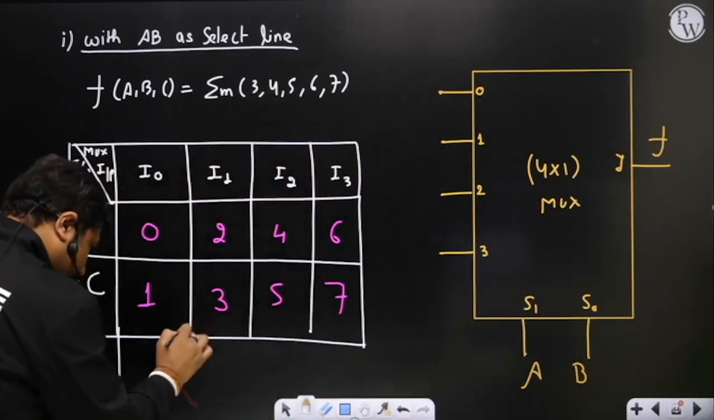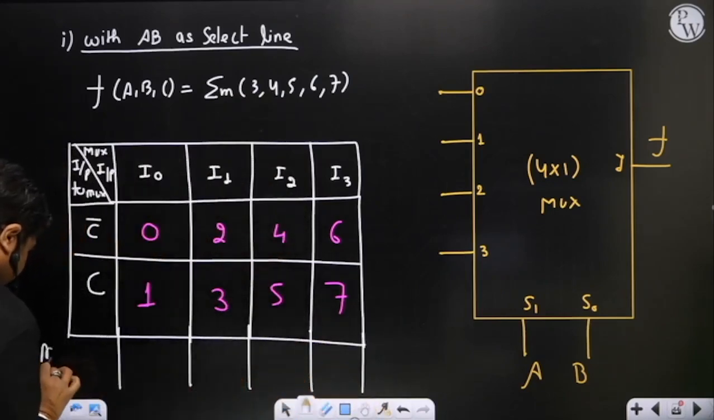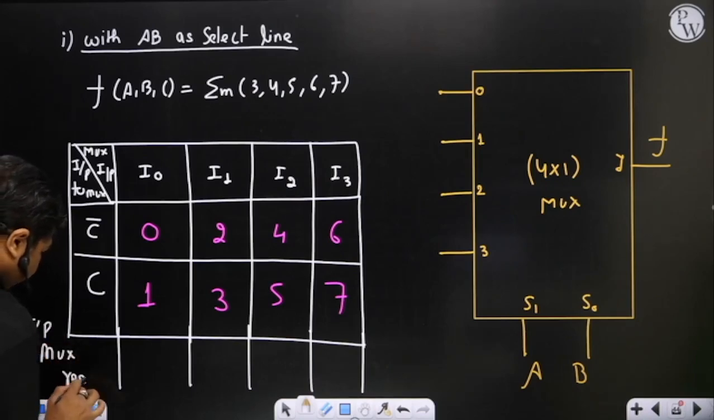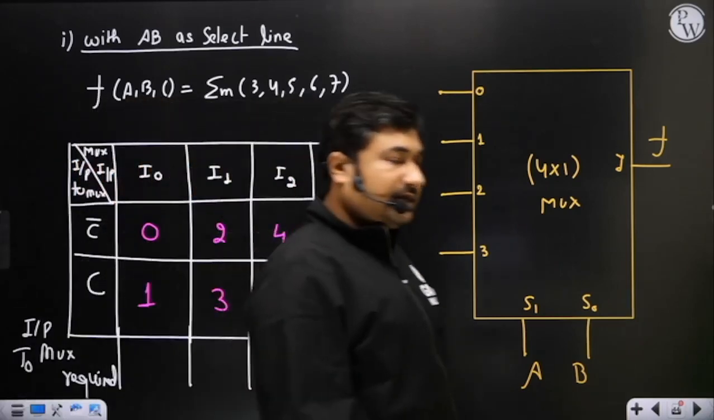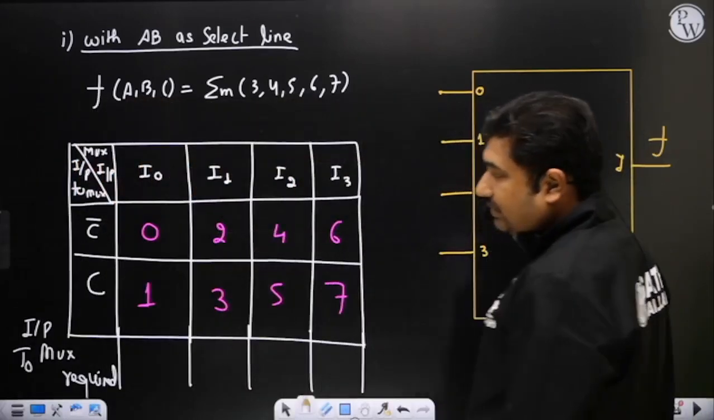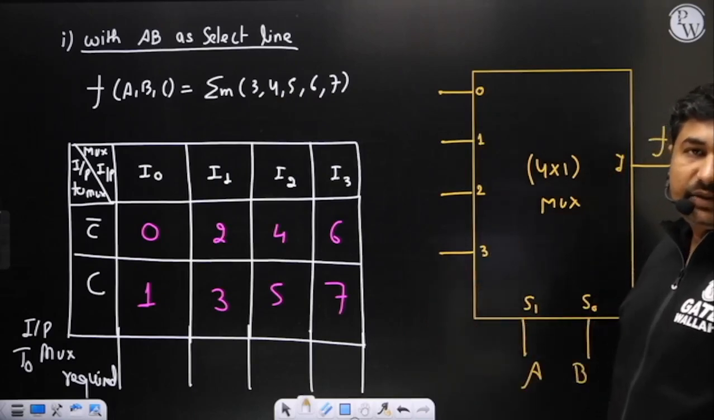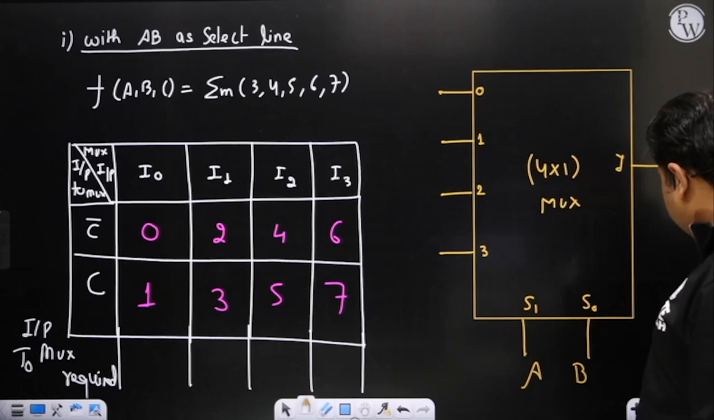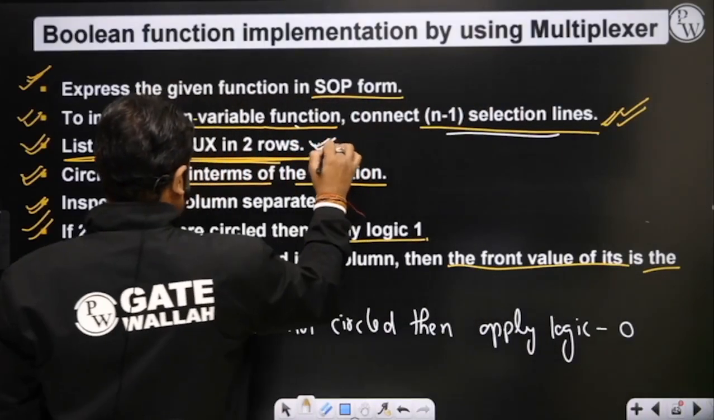Yes, sir. Now, we need to find the mux input. Input to mux required, in order to get the desired function. Now, please observe here. Up to this, everything is clear. List the input of mux in two different rows. Up to this, you have understood.